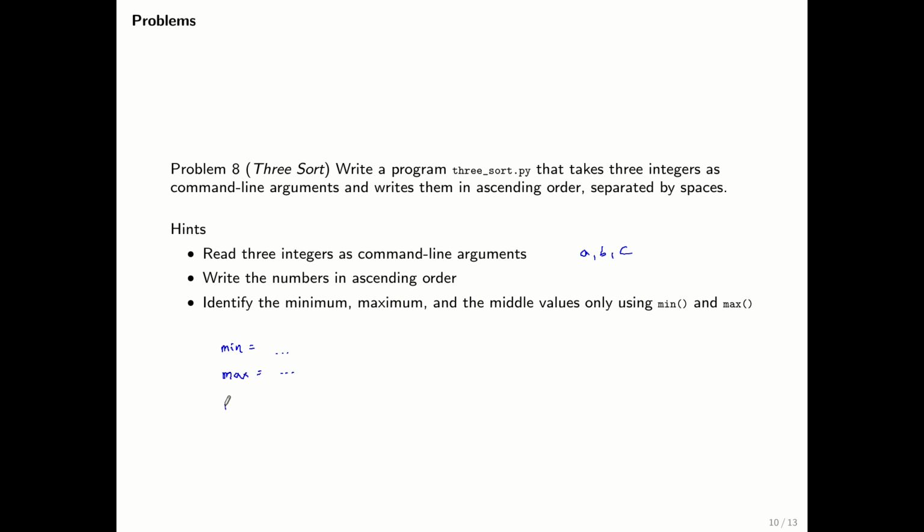And then the way you calculate the middle number is as some arithmetic combination of the numbers a, b, c, min, and max, which you calculated here. Right? So it's some arithmetic combination of these. So think about what you need to put in these boxes to calculate the middle number. And once you have the min, middle number, and max, simply write it out separated by spaces. Okay.